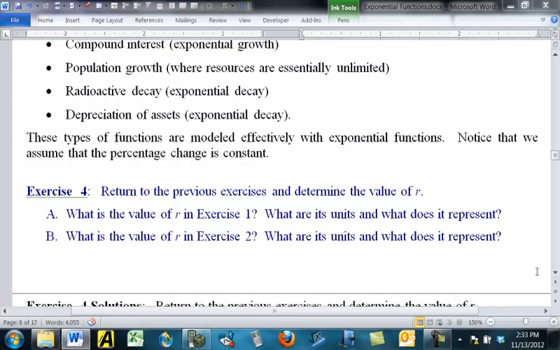So let's go back to our previous exercises 1 and 2 and see if we can figure out the value of R, what its units are, and what it represents. See if you can do that now. Press pause.